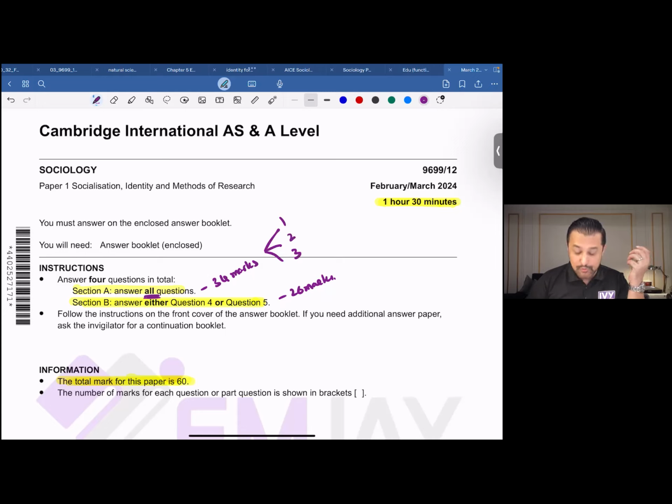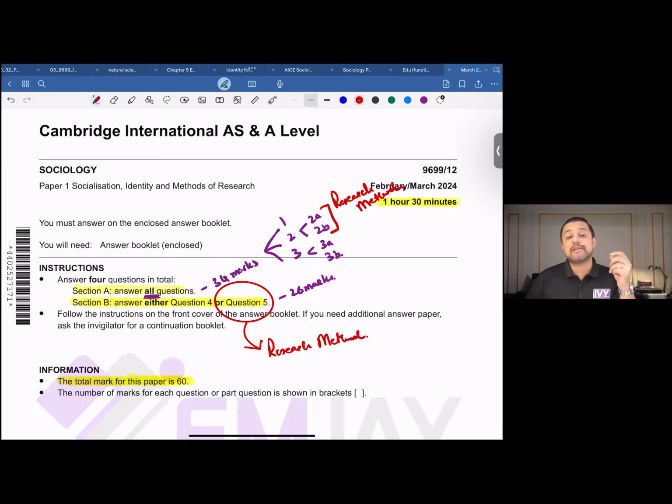And question number one would not have any sub part over there or any division. So there's just one question. Question number two is divided into two parts. You have 2A and 2B. Question number three has two parts. You have question number 3A and 3B. Question number two is typically on research methods. And so is the case with question number five. Question number five, again, is typically on research methods.